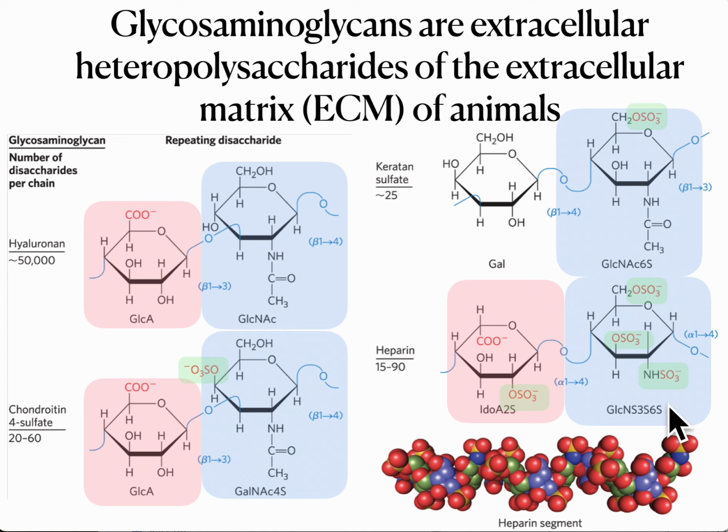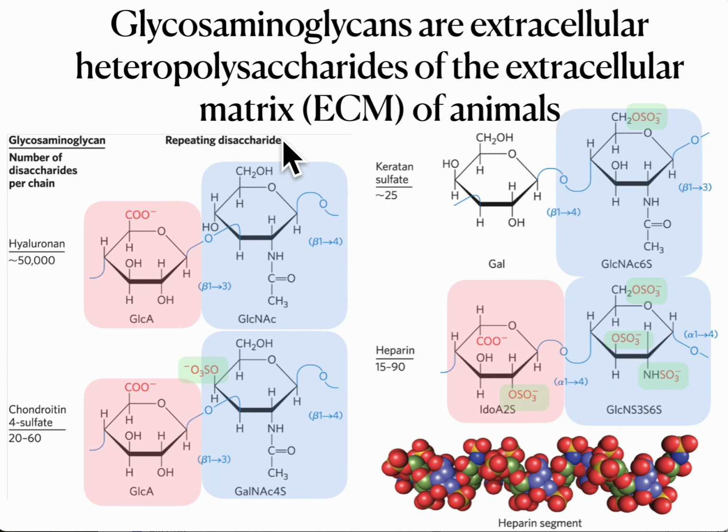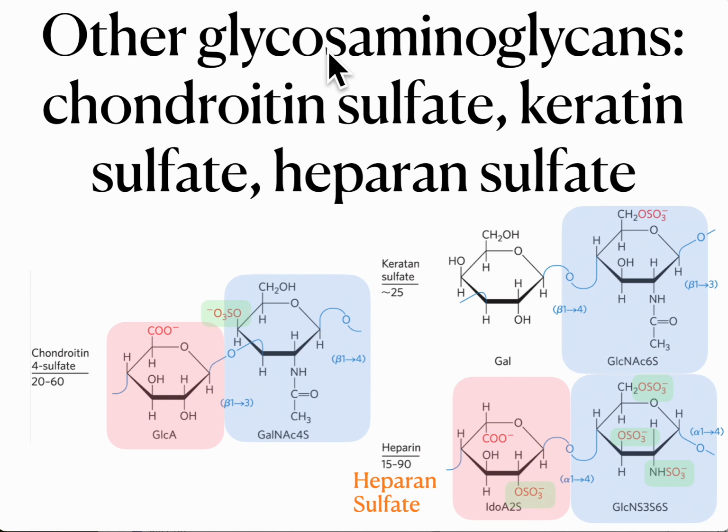So here we have the 3D structure of heparin. Hyaluronan acts as a lubricant of synovial fluid of joints, and it is also a part of the extracellular matrix of cartilage and tendons. By the way, these glycosaminoglycans exist in a lot of connective tissues, like these. Other glycosaminoglycans include chondroitin sulfate, keratin sulfate, and heparin sulfate.